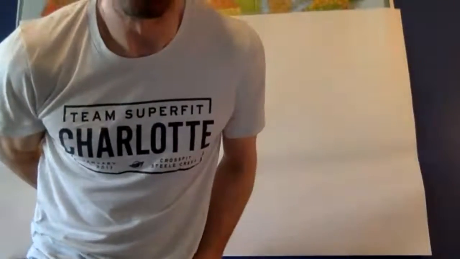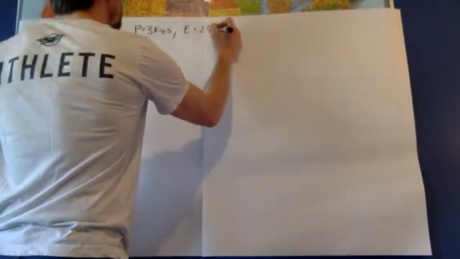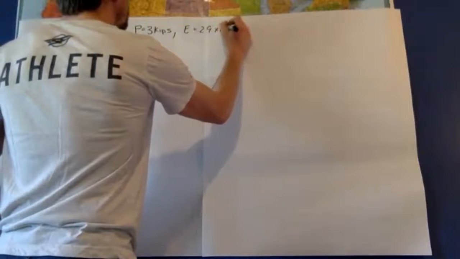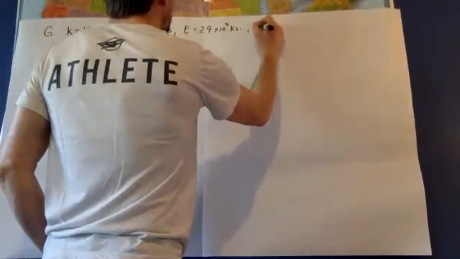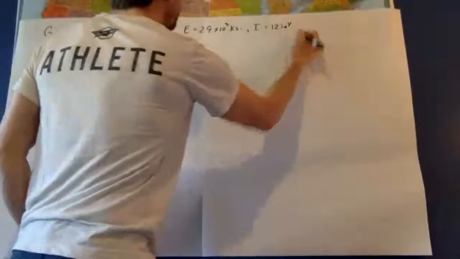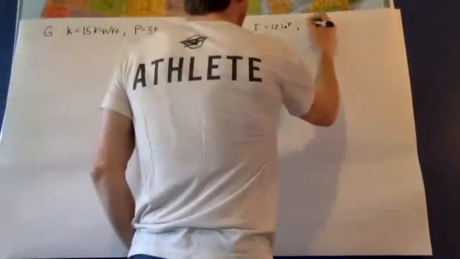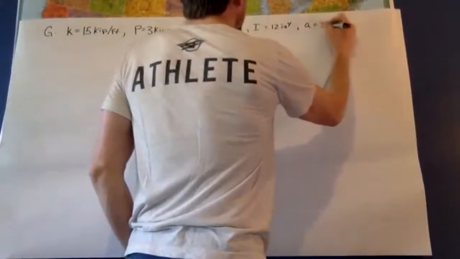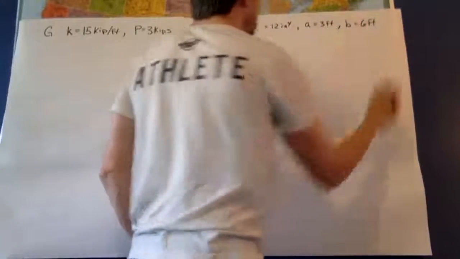Let's see. Then we have an E and an I. For steel, we have the E for steel, which is equal to 29 times 10 to the third ksi. And then we also have the I, which is 12 inches to the fourth. What I'm going to do is say that A is equal to 3 feet, and that B is equal to 6 feet.